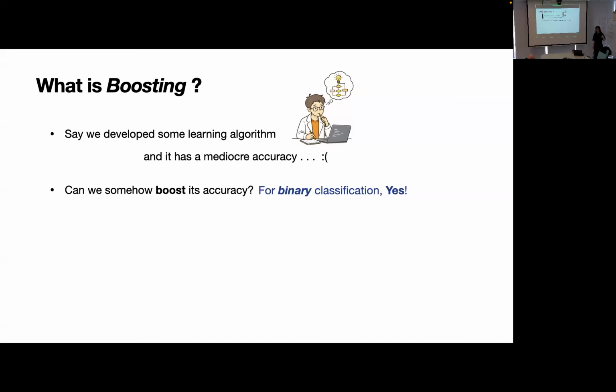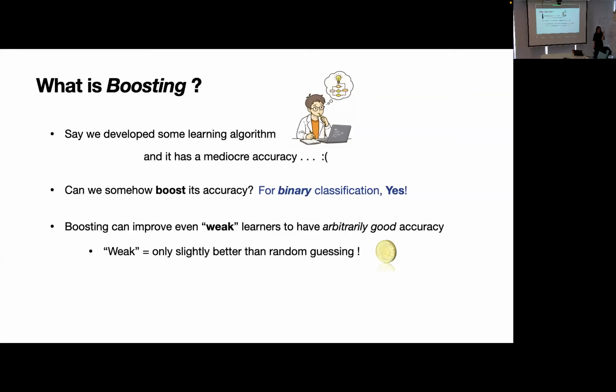It turns out that for binary classification, the answer is yes. Moreover, it can even improve weak learners to have arbitrarily good accuracy. By weak, I mean doing slightly better than random guessing. Let's say you just flip a coin and predict according to that. If you do slightly better than that, you can already boost your algorithm to have arbitrarily good accuracy.